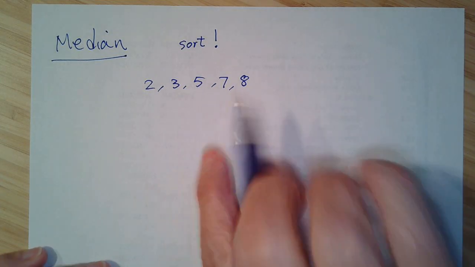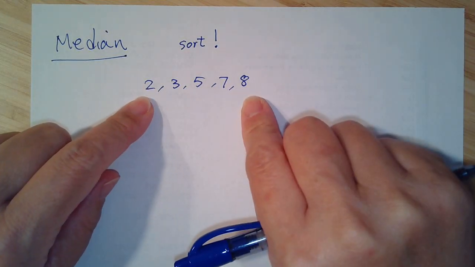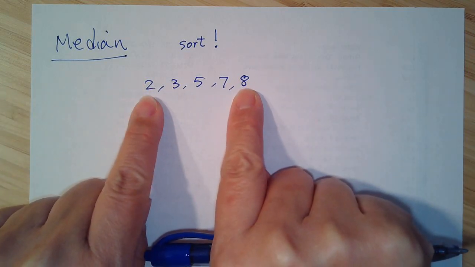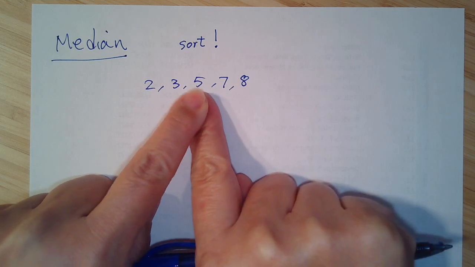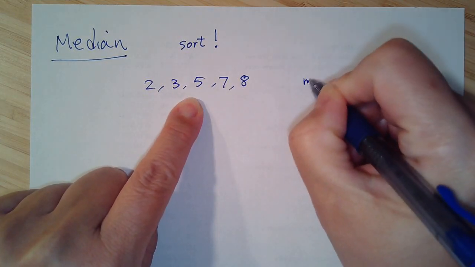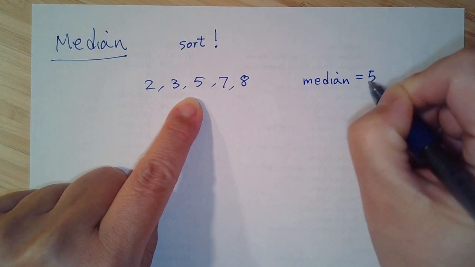Now, you have 5 numbers. You already listed them from low to high. Where is the middle number? You can use your finger. See, you use your finger, do this. 1, 2, 3. Did you see that? This 5 is your middle number. So in this case, your median is 5.